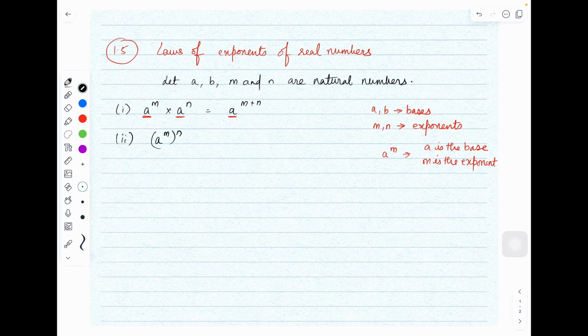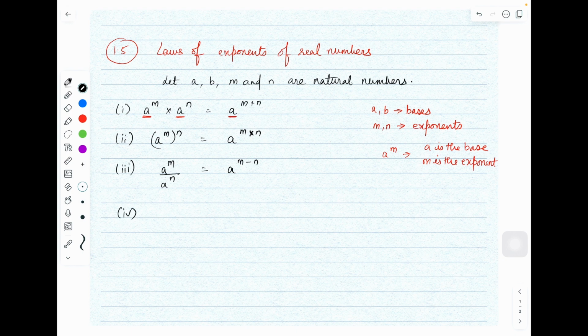If the number is a to the power m to the power n, the power gets multiplied, m into n. The power gets multiplied, a to the power m into n. Then if it is division, a to the power m by a to the power n, the exponents are subtracted. If it is multiplied, it is added. If it is divided, it is subtracted.